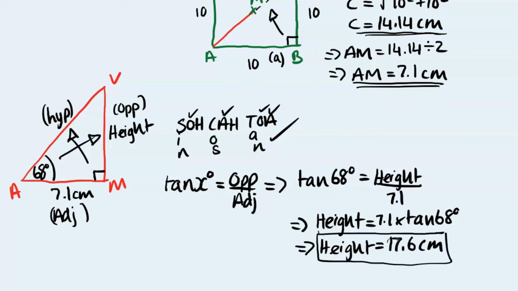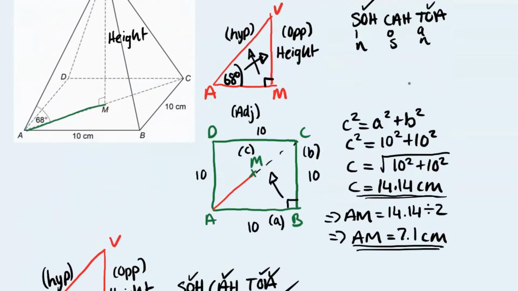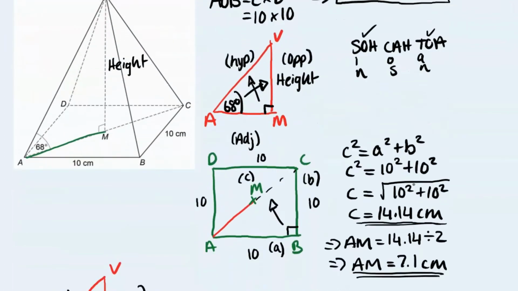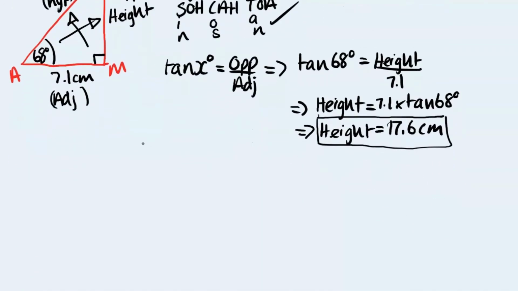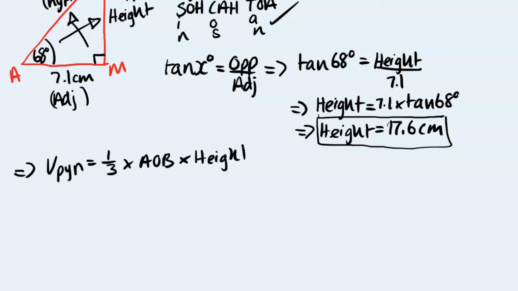That's the final piece of information that we need to sub into the volume of the pyramid equation. So we found the area of the base, tick. Now we found the height, tick. So we're nearly there. Let's just do the final few steps. The volume of the pyramid is equal to 1/3 multiplied by the area of the base multiplied by the height. So it's 1/3, the area of the base is 100 centimetres squared, multiplied by the height, which we calculated to be 17.6 centimetres.